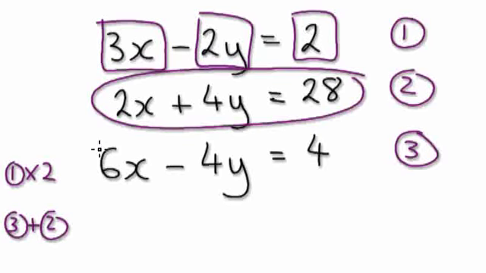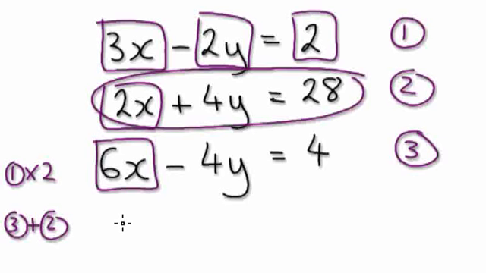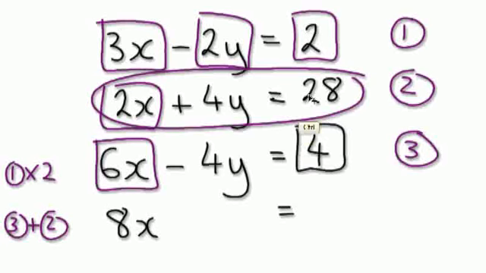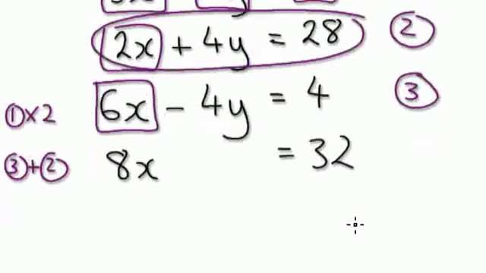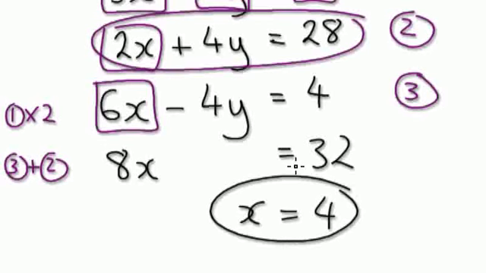Okay, so now this plus this will be 8x, and then minus 4y plus 4y. They're going to kill off each other. So we're not going to have anything there. And then 4 plus this would be 32. Now divide both sides by 8. So x equals 4. Okay, so this is our answer here.